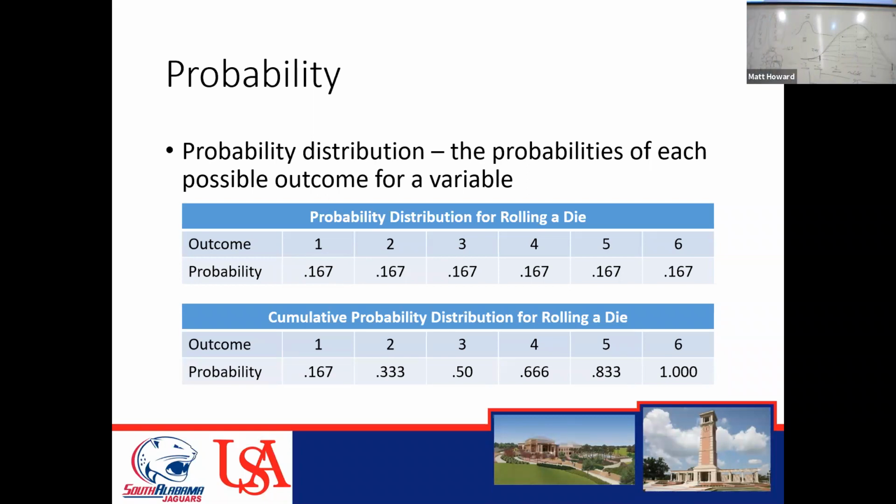So that's a probability distribution on the top. The bottom one is a cumulative probability distribution. So from looking at that, can anyone tell me what a cumulative probability distribution is?